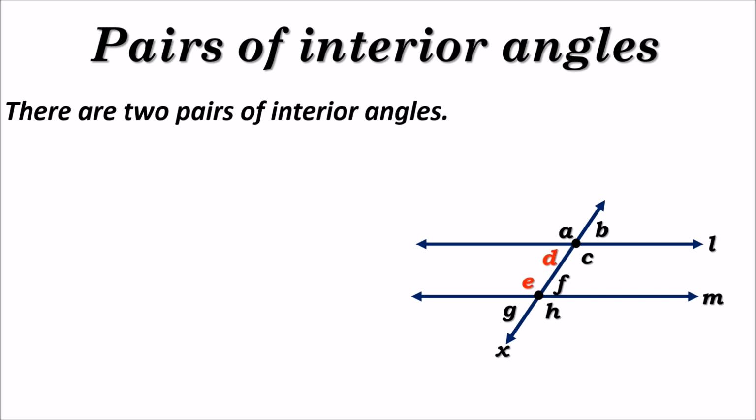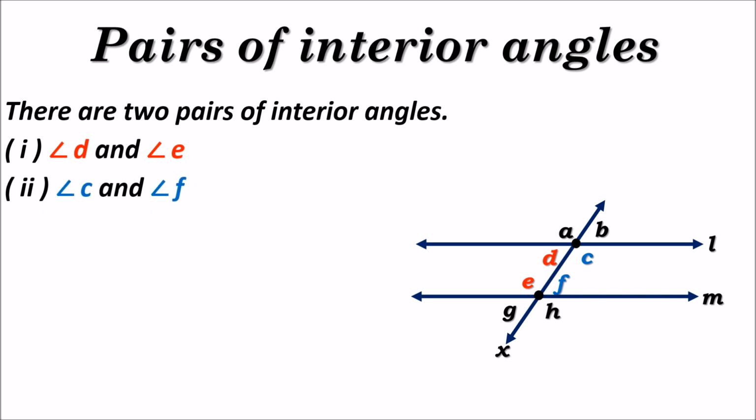So here we have the first pair of interior angles, angle D and angle E. You can see that angle D and angle E are inside the parallel lines and they are on the same side of a transversal. So angle D and angle E is the first pair of interior angles. Now we have two more angles inside these parallel lines, C and F, and they are also on the same side of a transversal. So angle C and angle F is the next pair of interior angles.